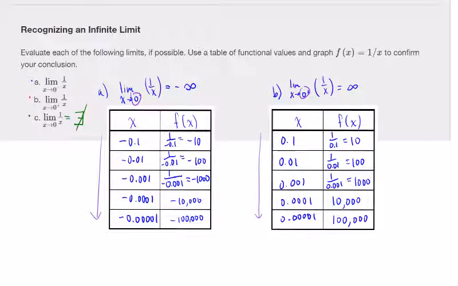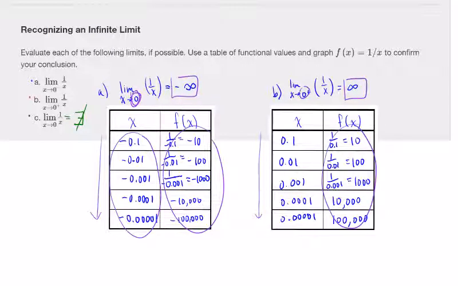All right, and just one more tie-in. Remember that our inputs are getting closer and closer to this value, and what we're determining is what happens to our outputs, right? So our outputs approach negative infinity as we get closer and closer to zero from the left, and our outputs here approach positive infinity as we get closer and closer to zero from the right over here, okay?